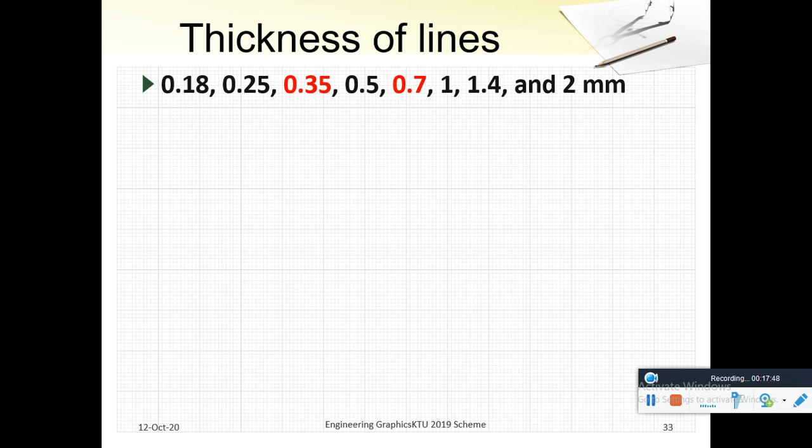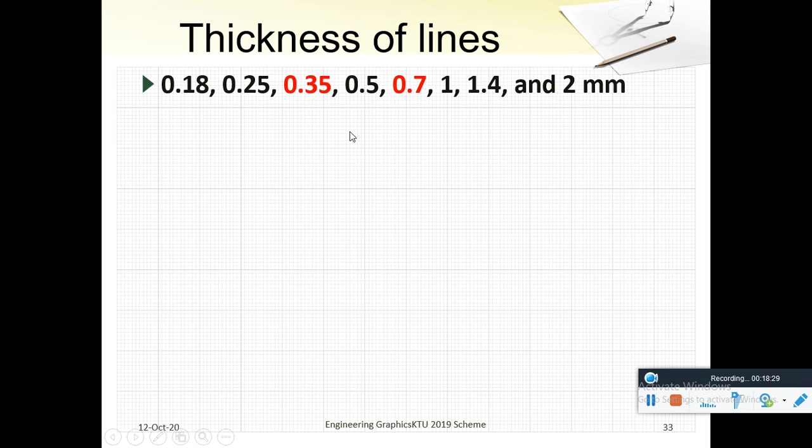And thickness of lines. The standard thickness of lines starts from 0.18 to 2 millimeter for drawing sheets. This is root 2 times: 0.18 into root 2 is 0.25, and 0.25 into root 2 is 0.35. Or in other words, we can say this is double of this. 0.5 is double of 0.25. 0.7 is double of 0.35, and so on.